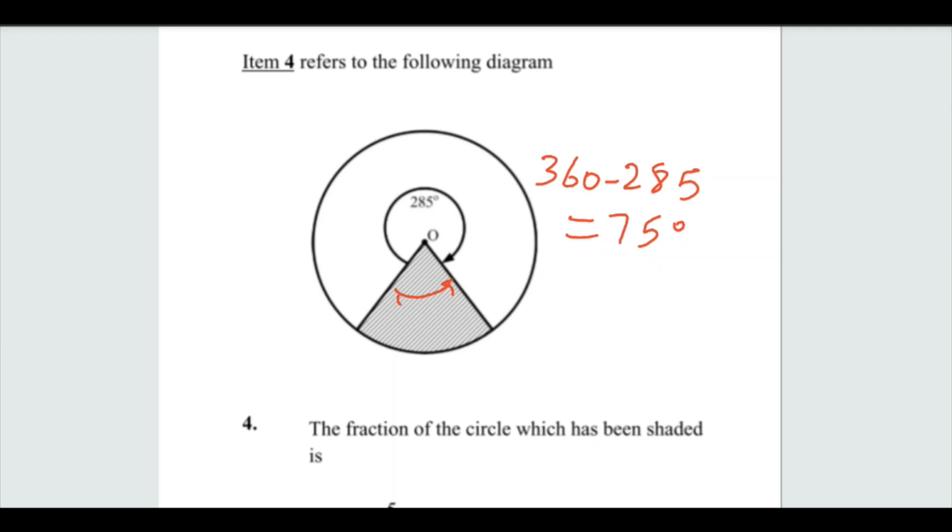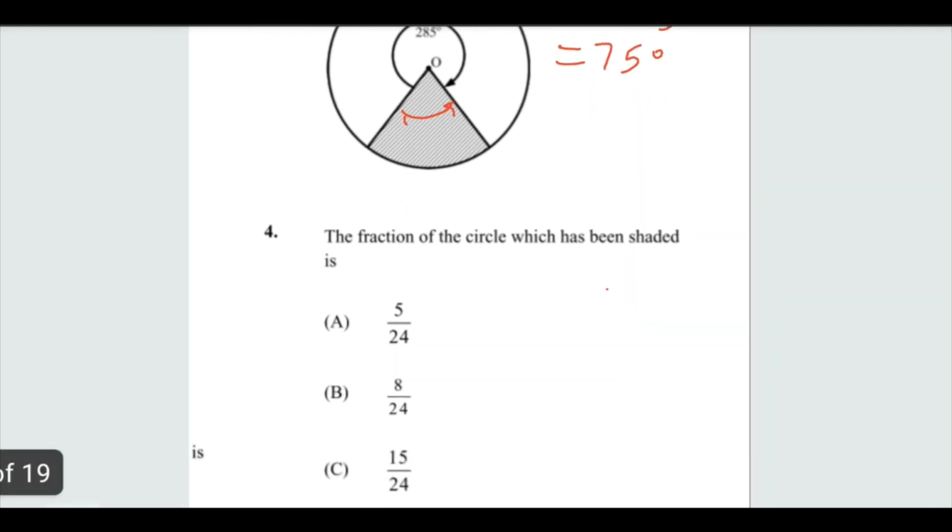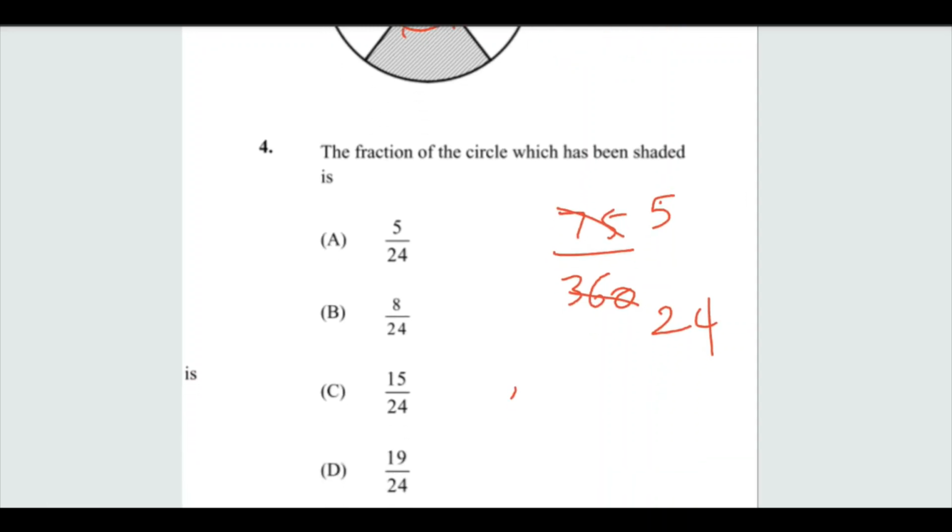So the question says now, what fraction of the circle is shaded? So this will be 75 over the total number of degrees, which is 360. And we know 75 divided by 15 will give you 5, and 360 divided by 15 will give you 24, right? So we have 5 over 24, that is the fraction that is shaded. 5 over 24, and that is A.